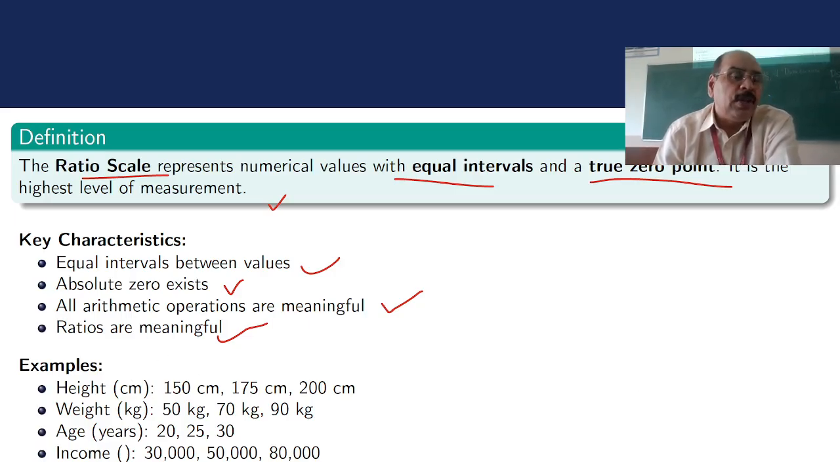So we can find the average height, average weight, average age, income, number of students, and these things will be highly meaningful in ratio scale.